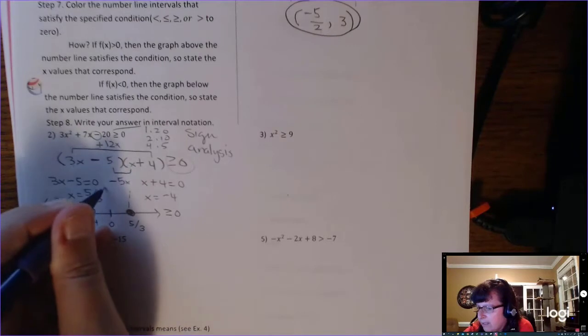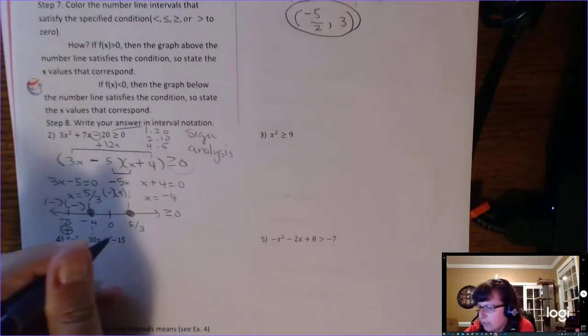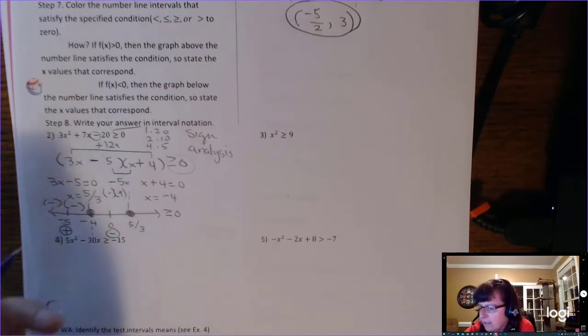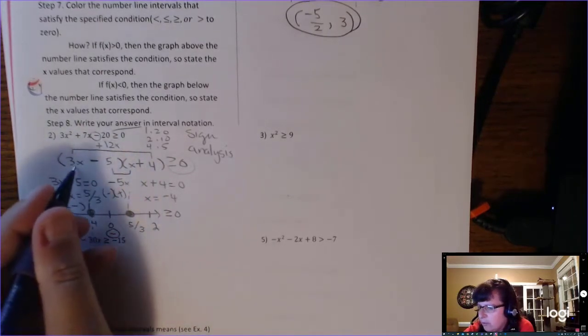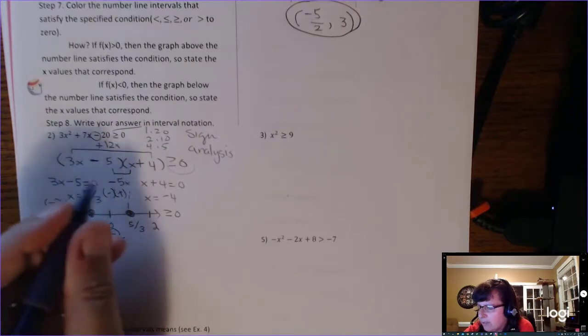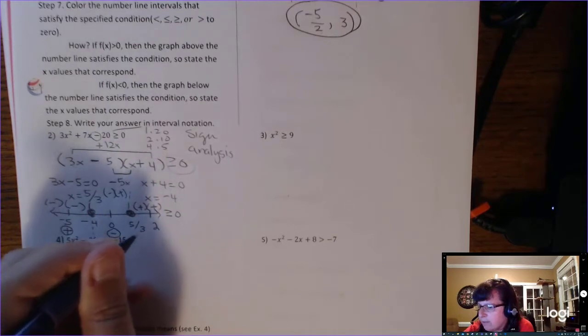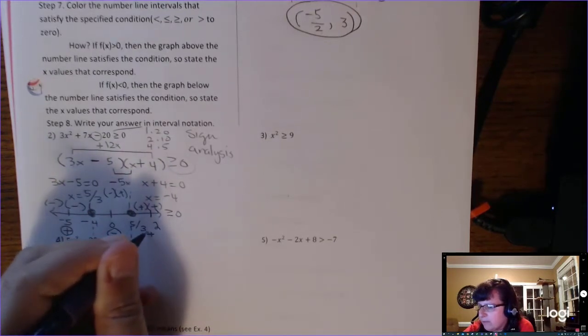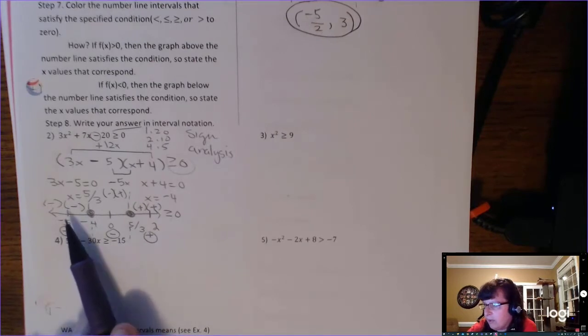Alright, the middle number, we can pick the number 0 to represent, and that would be a negative times a positive, which is a negative. For the interval past 5/3, let's try 2. 2 in here, that would be 6 minus 5, that's a positive. 2 plus 4, that's 6, that's positive. So that's positive.